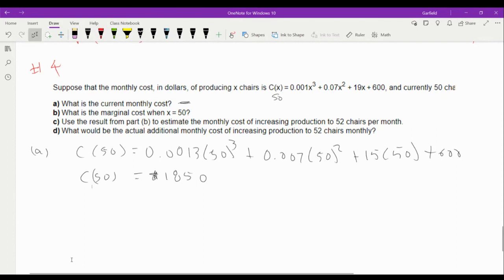What is the marginal cost when x is equal to 50? How do we find the marginal cost? That's just C prime of 50, right? But of course, we have to find C prime first. What is our C prime? The derivative, which is 0.003x squared plus 0.14x plus 19.